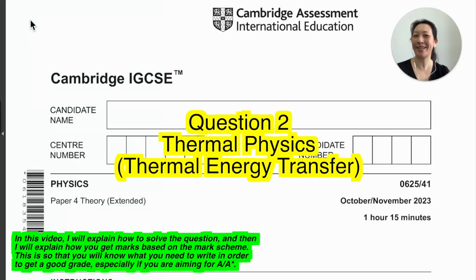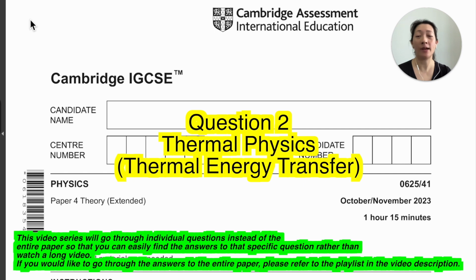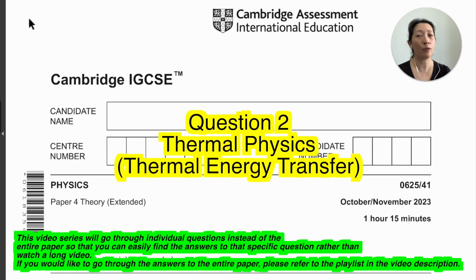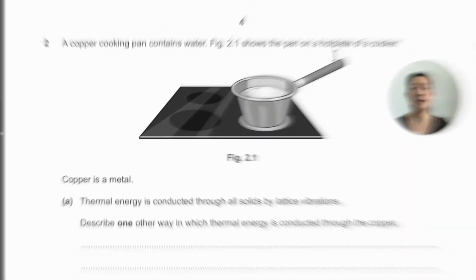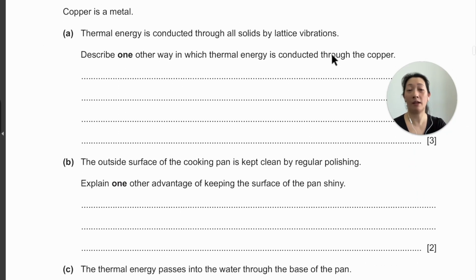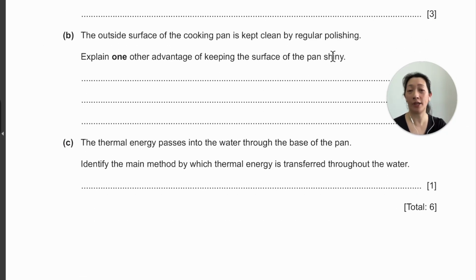Everyone, I am Ms. Hu, your physics teacher. In this video, we are going to go through one of the questions in this past year paper. This paper is paper 4 theory of the October-November 2023 variant 1. We will be going through question 2, which is a question from the thermal physics unit. Now you can see this question requires a lot of written words and there are no calculations in this question.